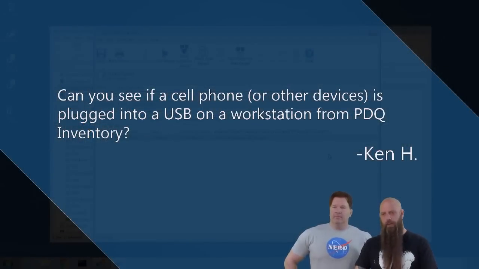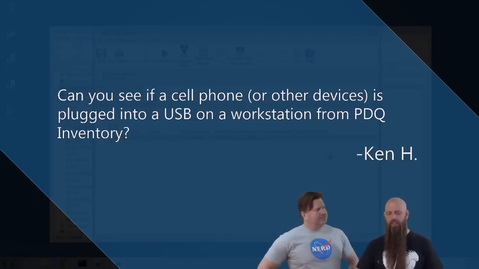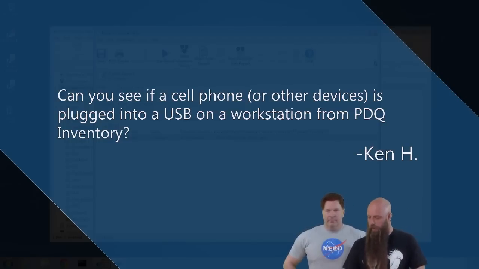Can you see if a cell phone or other device is plugged into a USB on a workstation from PDQ Inventory? You can check. You can see certain USB devices if they have storage attached to them. It just depends on if you've run a scan that contains the hard disks. I believe it's a hard disk scanner.